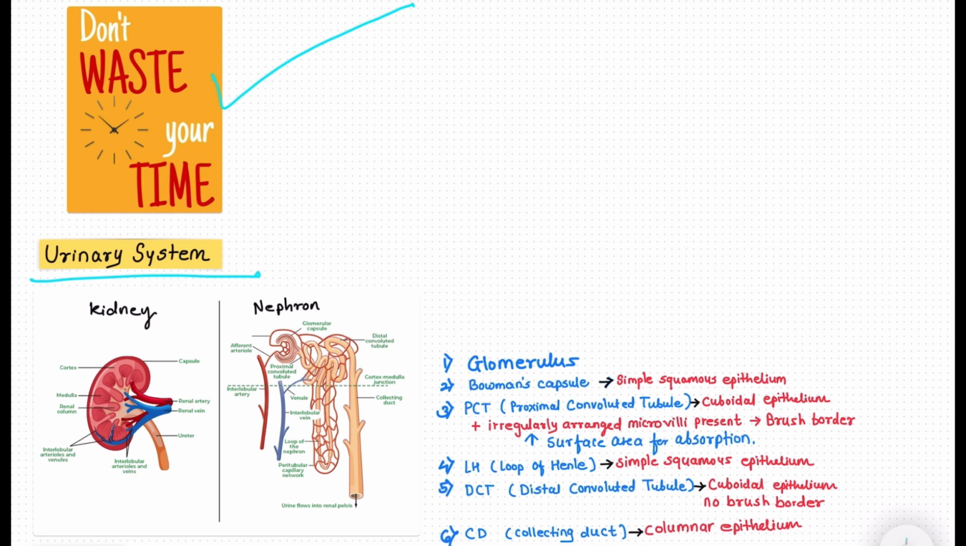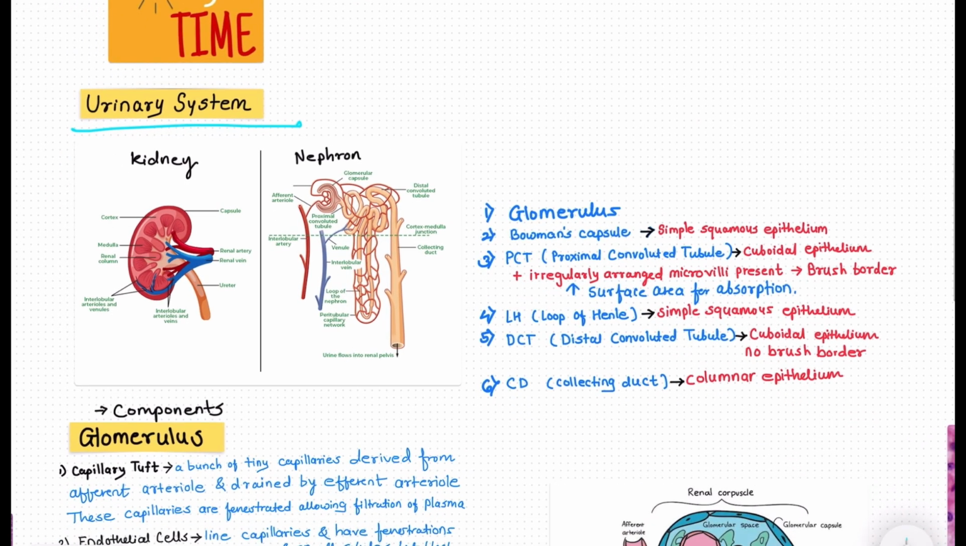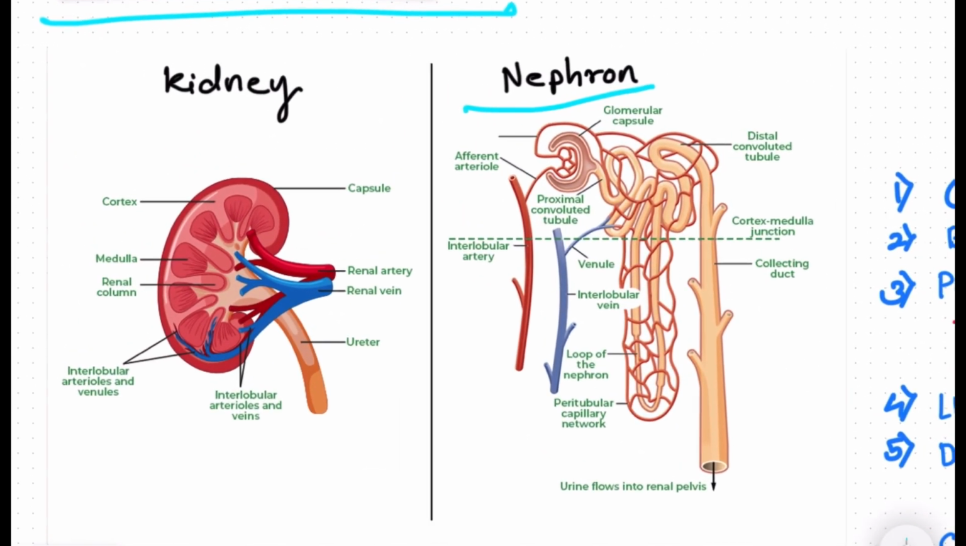Okay, so let's start. Urinary system contains kidneys, ureter, bladder and also urethra. But today we are going to learn the microstructure of kidney, means the basic unit of kidney, which is nephron. This is diagram of kidney.